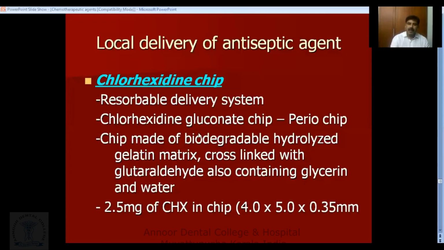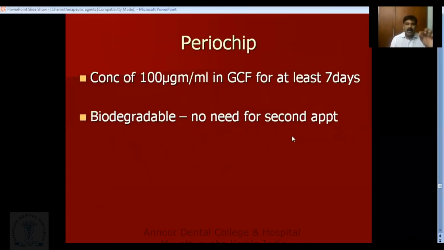And this chip is made up of a biodegradable hydrolyzed gelatin matrix, which is cross-linked with glutaraldehyde. And the drug present in this chip is 2.5 milligrams of chlorhexidine. It gives a concentration of 100 microgram per ml for a period of 7 days. The advantage here of PerioChip is it's biodegradable. You don't have to recall the patient for a second appointment.